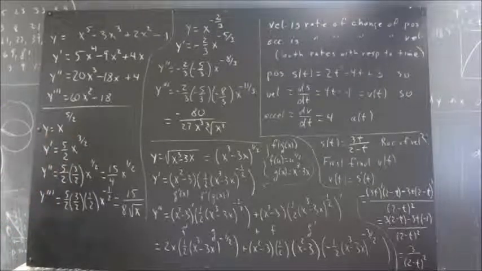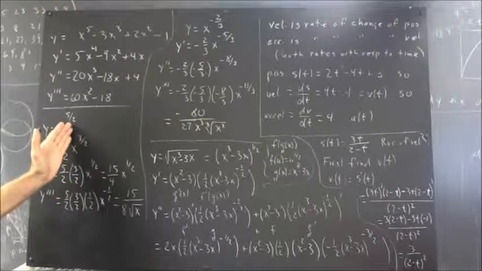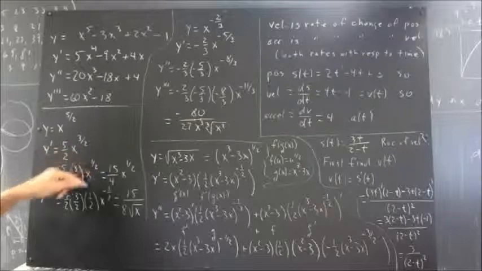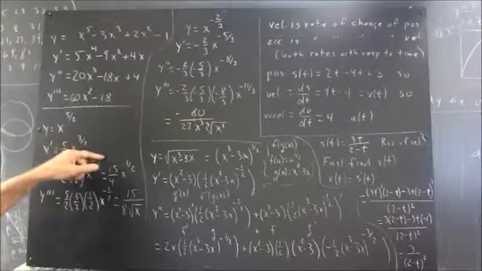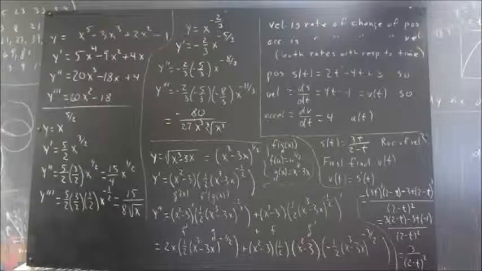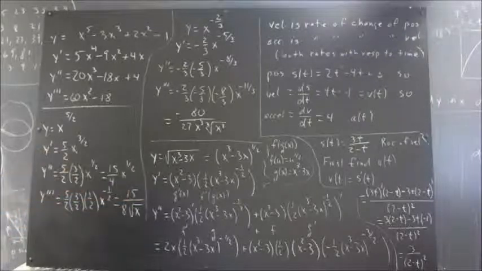Second derivative, well, we got the 5 halves, and then we take the derivative of the x to the 3 halves, which is going to be 3 halves x to the 3 halves minus 1, 3 halves minus 1 being 1 half. And we can, of course, combine the two fractions. We get 15/4 x to the 1 half.